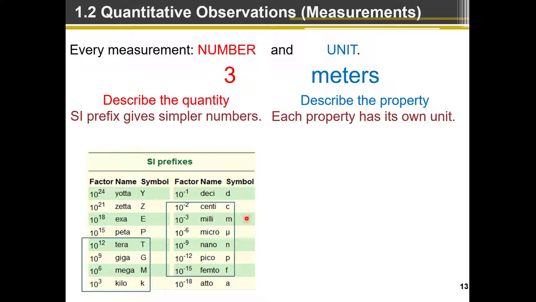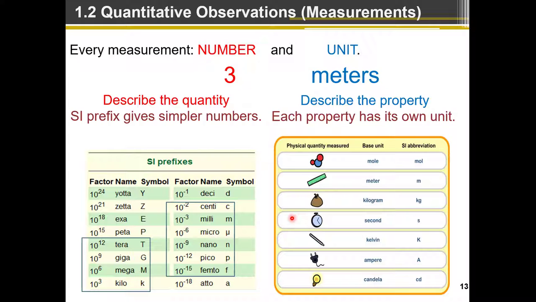The units, on the other hand, are used to describe the property of the measurement. Each property will have its own unit. We have 7 basic properties in the SI system. We will commonly use 5 of them in this course, and maybe next semester, if you take 120, you will get introduced to ampere as well, the 6th unit.